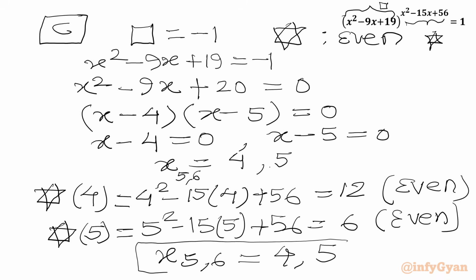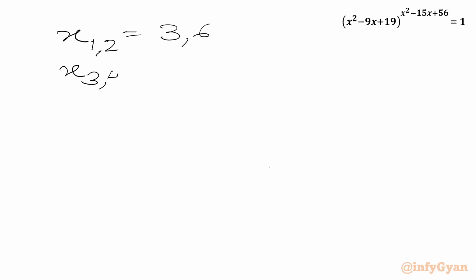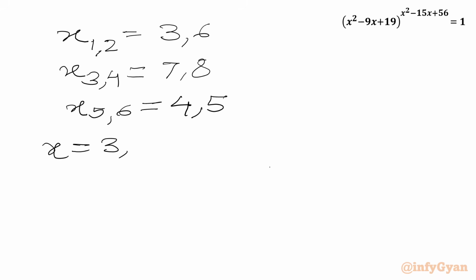So we have 6 solutions in total. From case 1 or case A, we have x1 and 2, 3 and 6. From case B, we have x3 and 4, 7 and 8. From case C, we have 5 and 6. Values are 4 and 5. So in total, we have 6 solutions: 3, 4, 5, 6, 7 and 8.